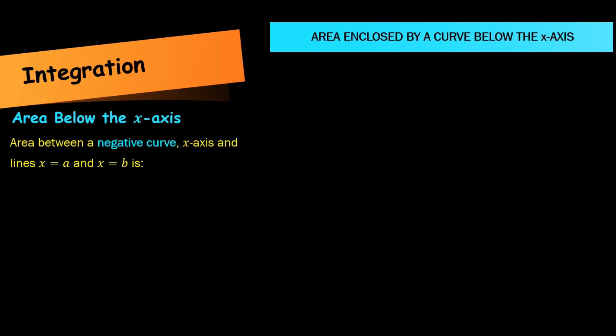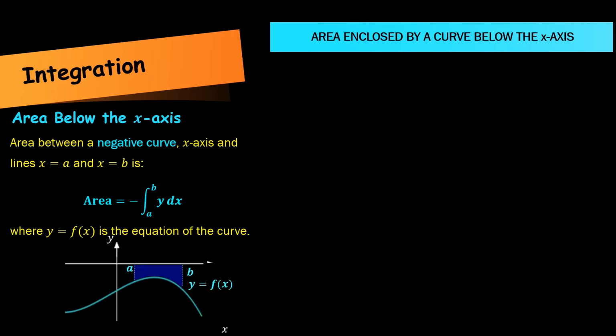Now let's consider the area below the x-axis. The area between a negative curve, the x-axis, and lines x equals a and x equals b is denoted as minus the integral from a to b of y with respect to x, where y equals f of x is the equation of the curve. Since the curve is negative, notice in the diagram that it's below the x-axis, and therefore we're looking for the highlighted region. And that is why the integral has a negative sign in front of it.